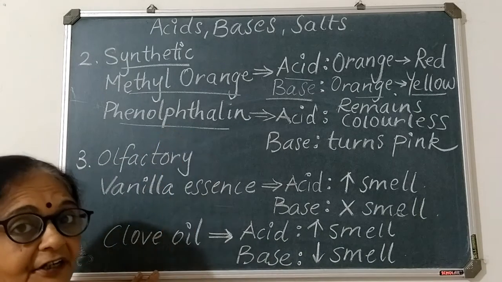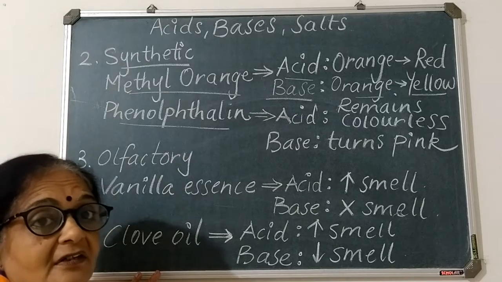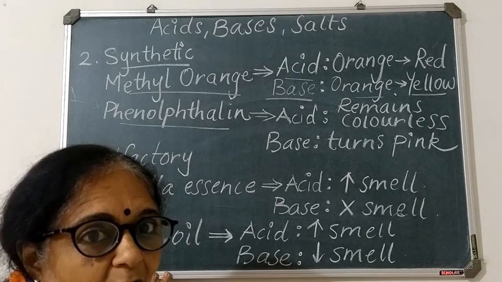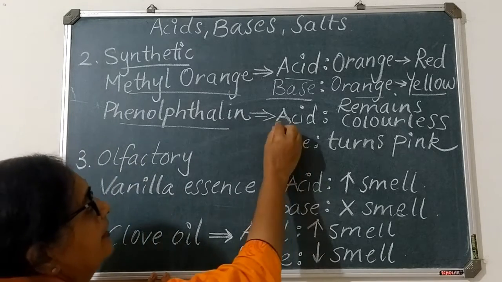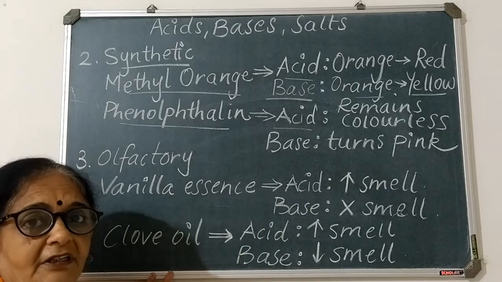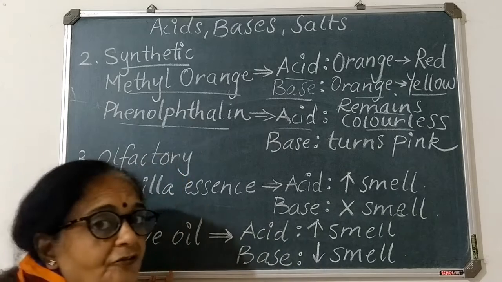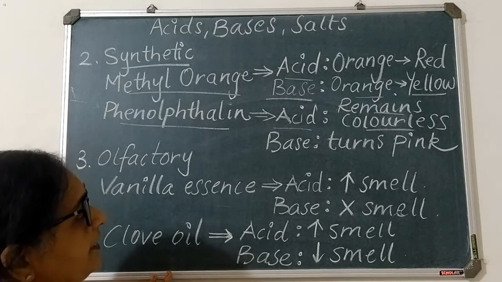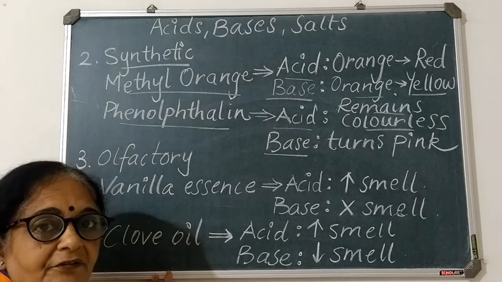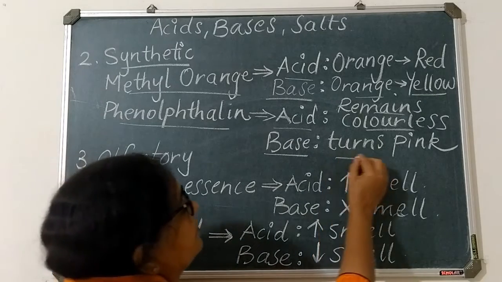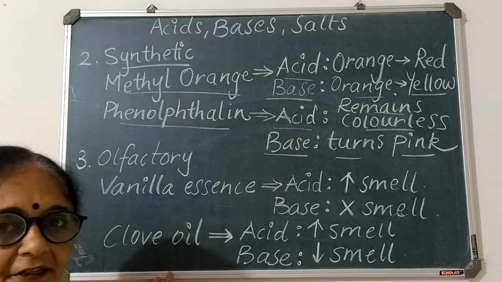Phenolphthalein is another indicator which has no color of its own. So when it comes in contact with acid, it remains colorless. There is no change. But when it comes in contact with base, it turns pink in color.